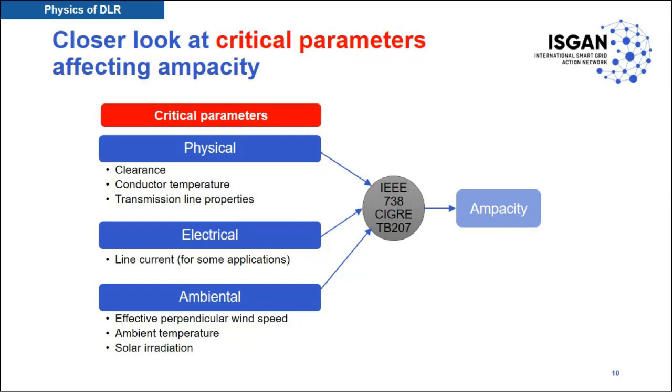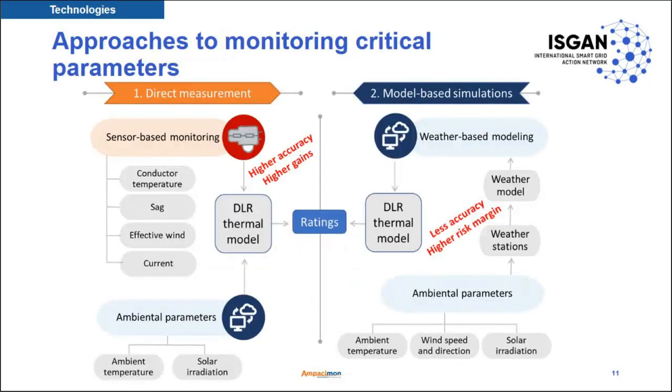And you need the weather parameters, that is wind speed, ambient temperature, and solar radiation. So all these are crunched into the thermal model, and the output will be ampacity ratings, dynamic ratings, real-time ratings, maybe forecasts if you want to do that.